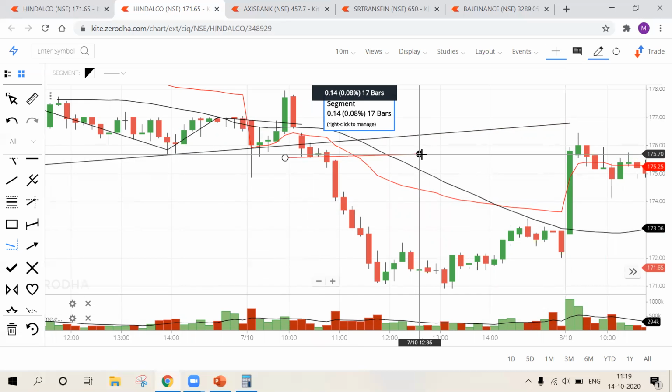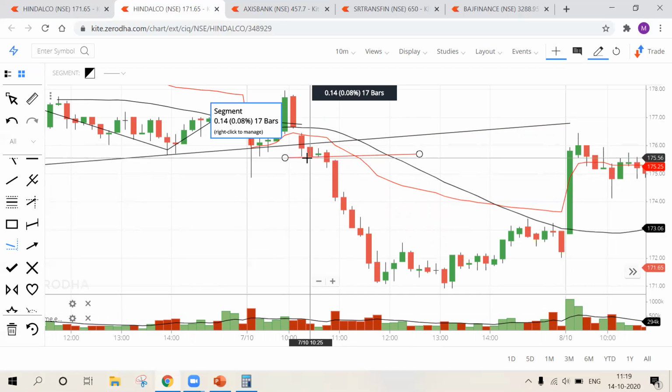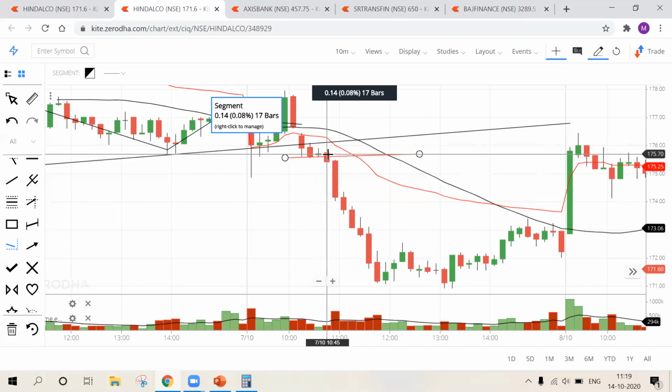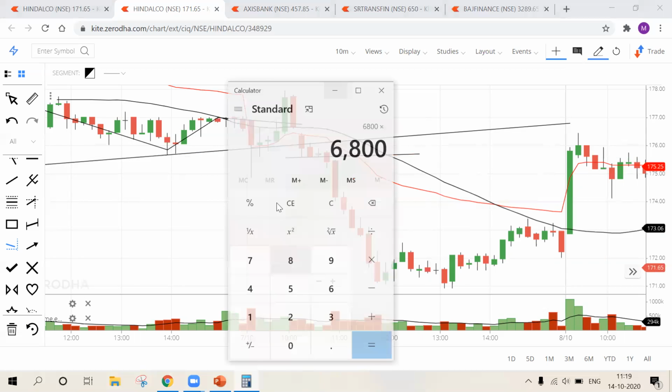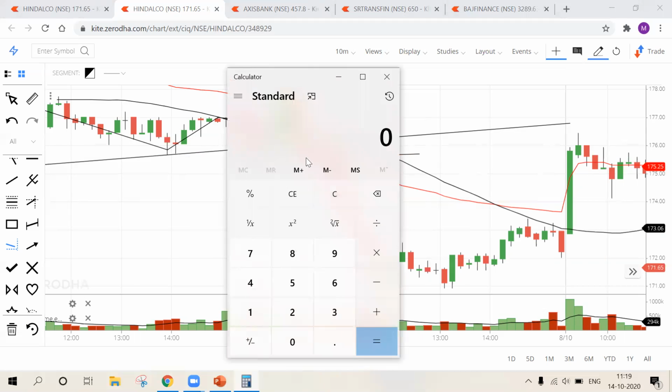So I'll blindly make a sell position here. I'll go short here. I'll be selling it at 175.58. I repeat, I'll be selling it at 175.58.